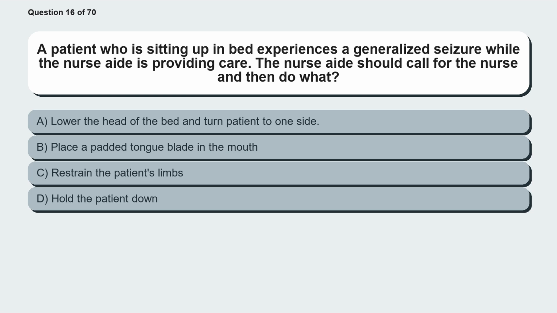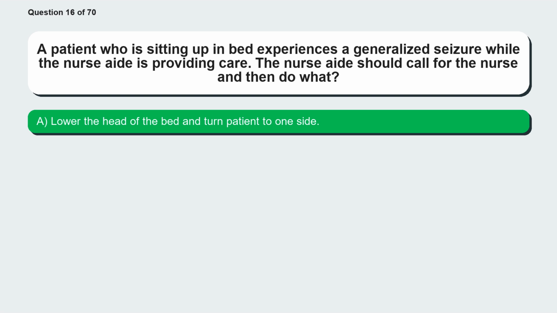Question 16. A patient who is sitting up in bed experiences a generalized seizure while the nurse aide is providing care. The nurse aide should call for the nurse and then do what? Option A. Lower the head of the bed and turn patient to one side. Option B. Place a padded tongue blade in the mouth. Option C. Restrain the patient's limbs. Option D. Hold the patient down. The correct answer is option A.